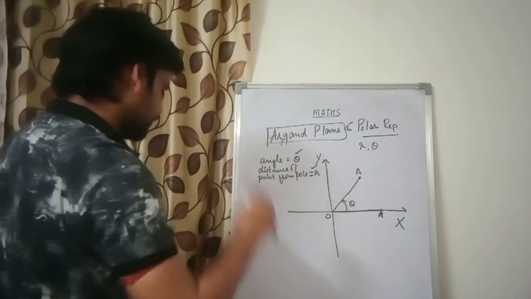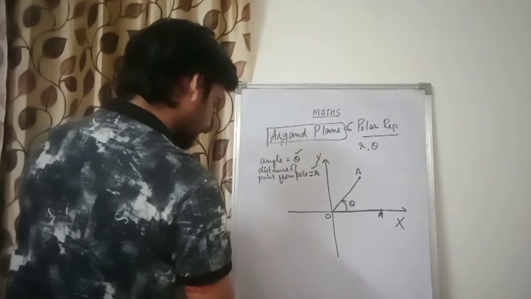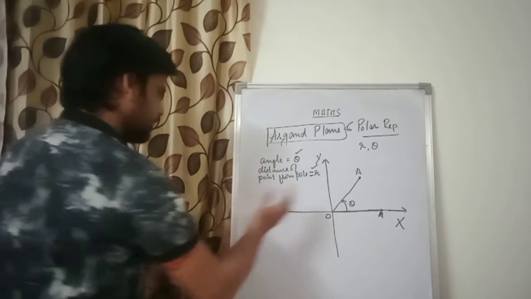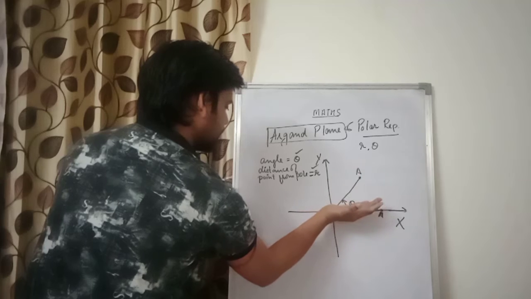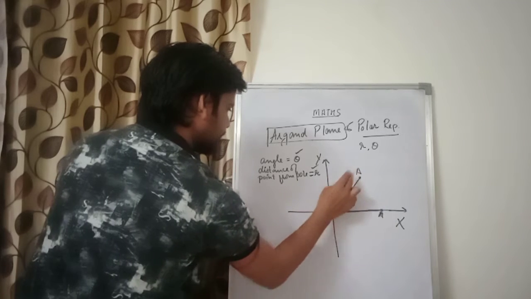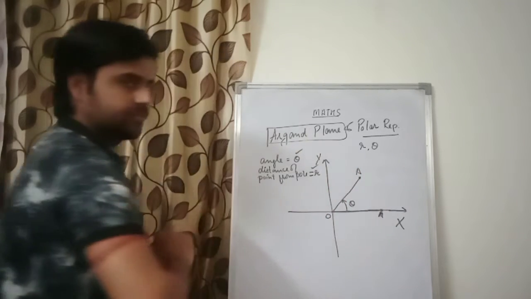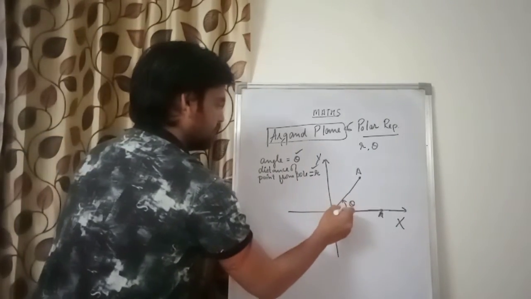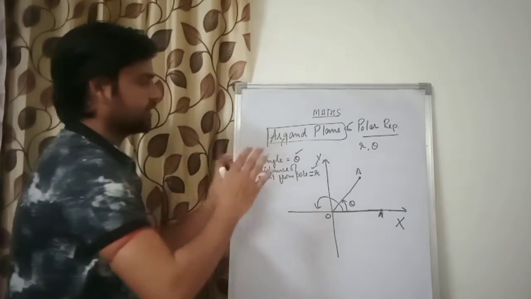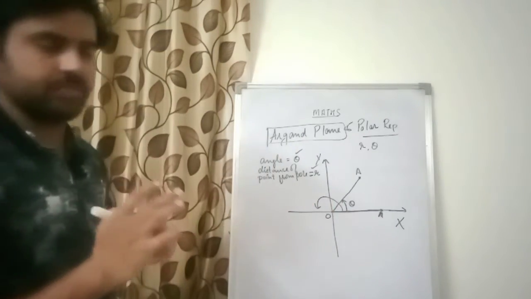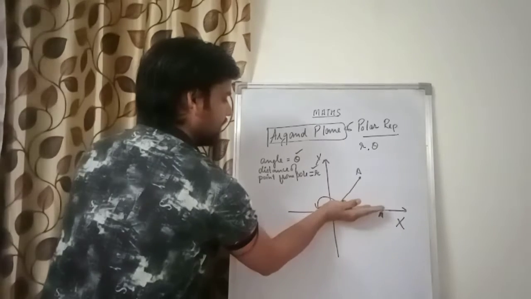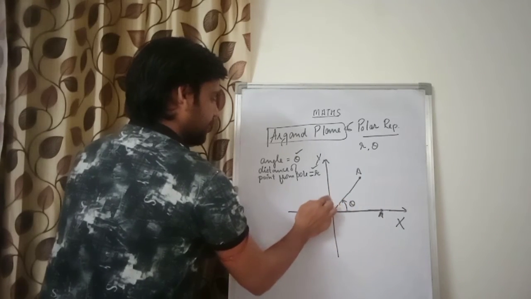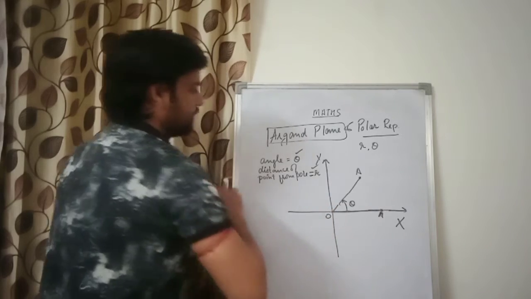I had already told you what theta is. Theta is actually the rotation, how much angle there is between this line segment and the x-axis. Theta can lie like this also. It depends where the rotation has stopped. Let's say the rotation of this line segment has stopped here itself in the first quadrant. So this angle will be your theta.